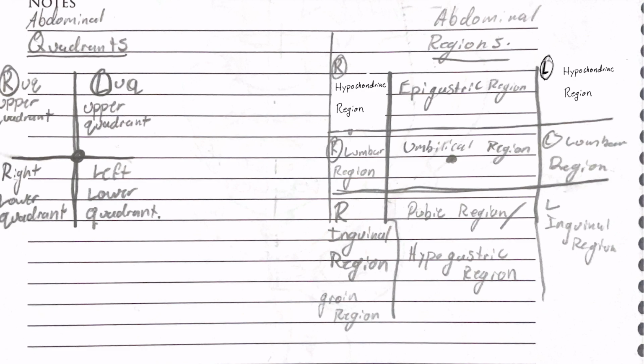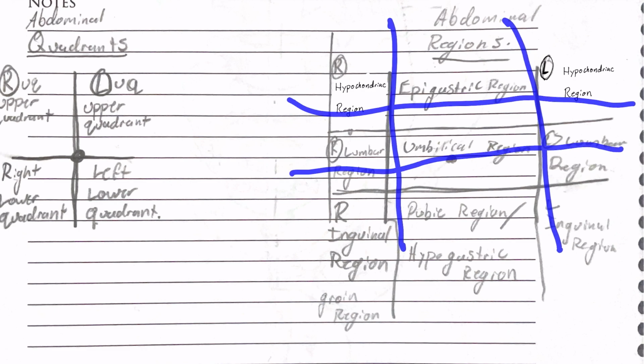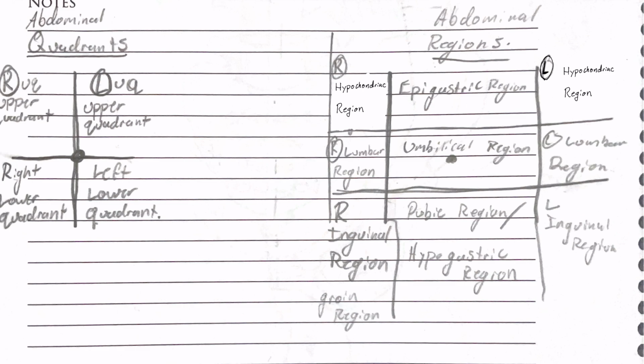So you want to have kind of like a tic-tac-toe situation going on right here. You're going to have 9 squares, and these are going to be called your regions. So your right hypochondriac region, your epigastric region, left hypochondriac region. In the middle, on the right, you have the right lumbar region, umbilical region, and left lumbar region.